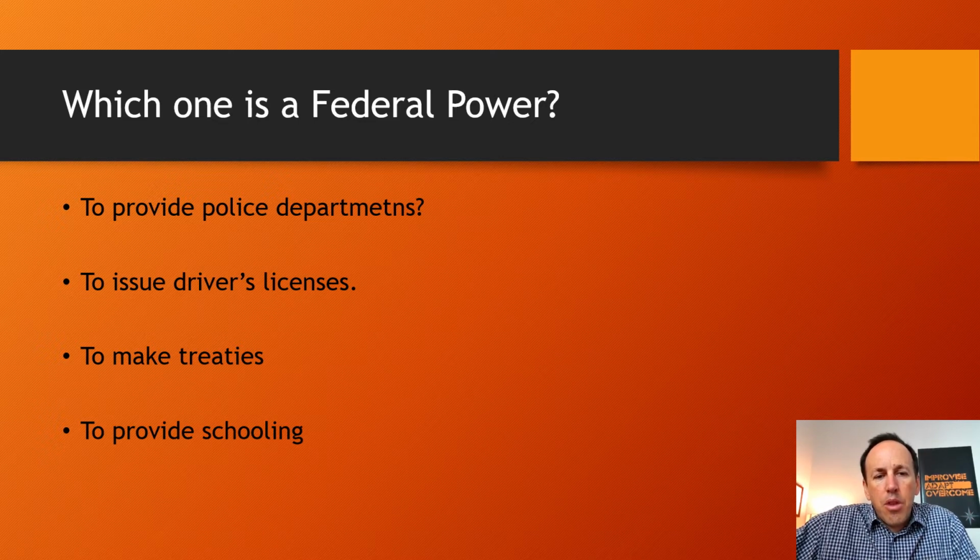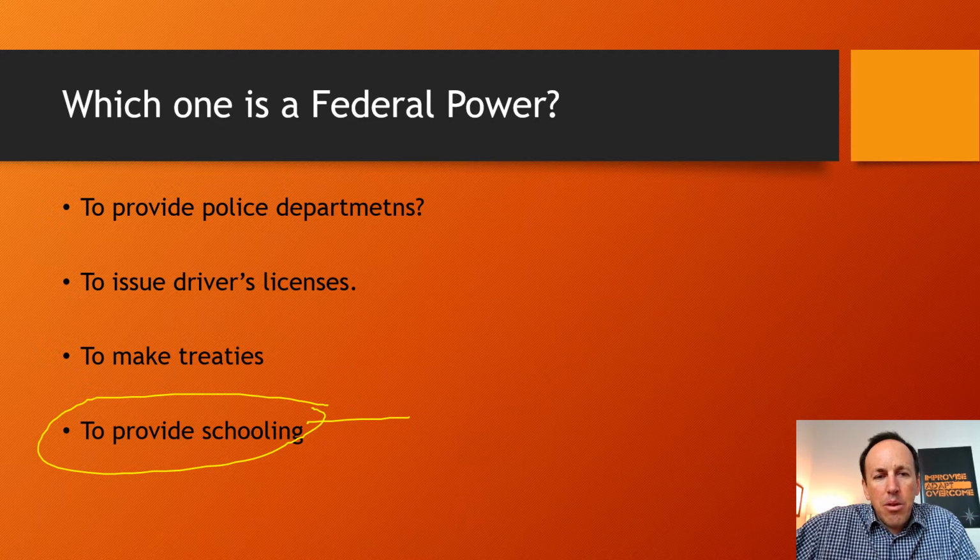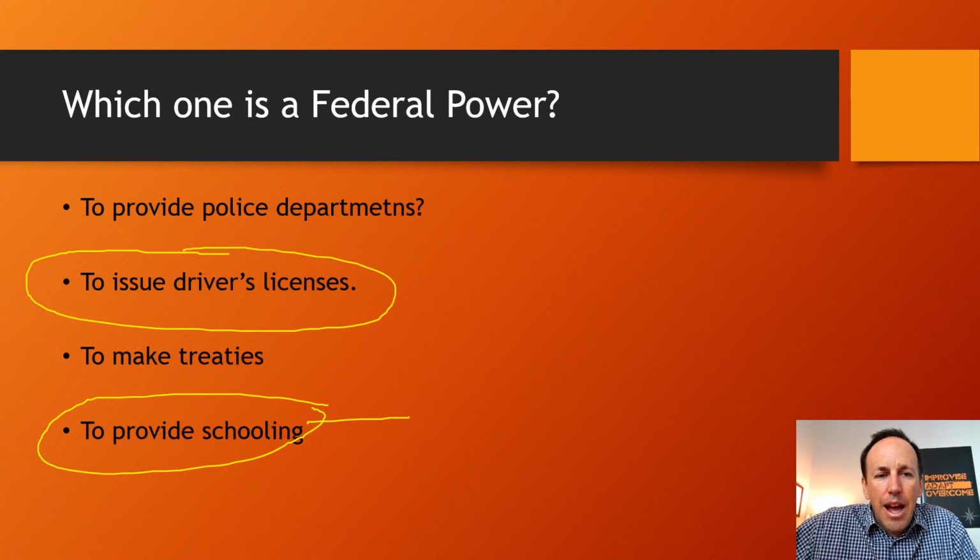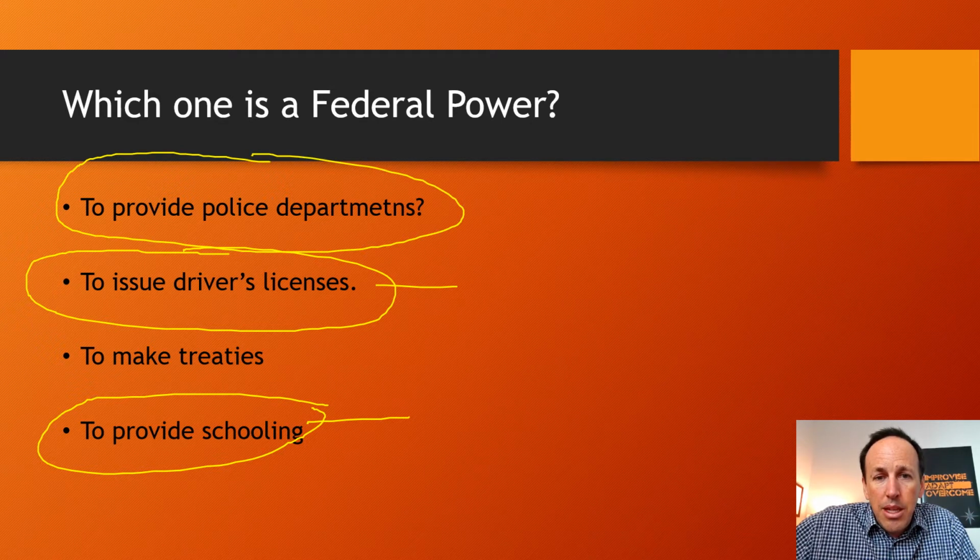Real quick. To provide schooling, that's a state power. Do you have a driver's license yet? If you don't, take a look at a driver's license. It's got the state ID on it, okay? So that's going to be a state power. How about the police that patrol around your town? What does it say on the side of the door? Does it say the United States government? Probably not. It probably says the name of your town or the name of your county. Maybe it says the name of your state. So those are not going to be federal powers.